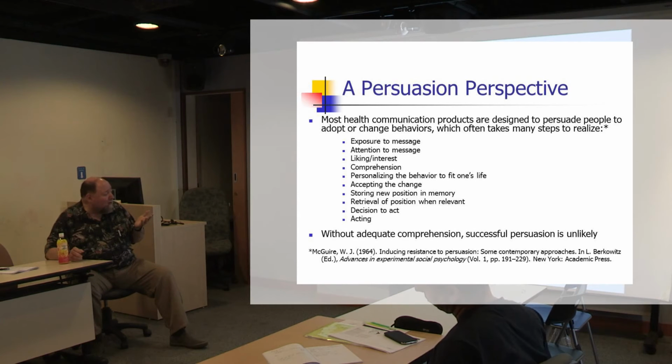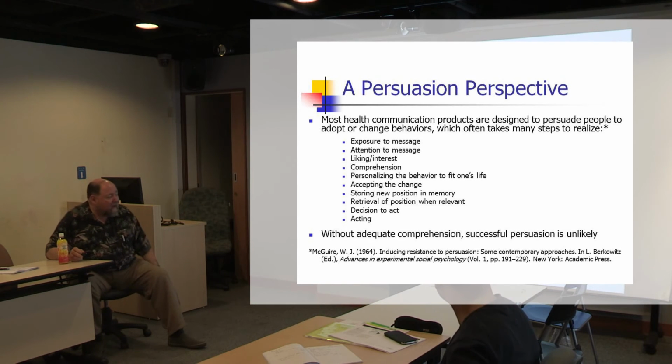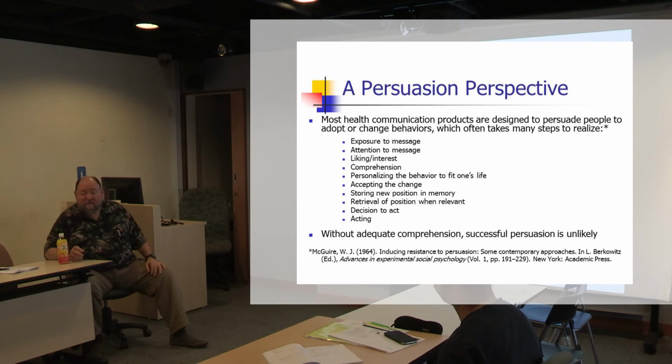Can they remember what you told them? These are a lot of the things you use in message testing to find out. Can they retrieve the information when they need it? Do they have the information to make good decisions? Can they actually act upon what you're doing? Without adequate comprehension and all these factors, successful persuasion is not likely. So these are the things that we're trying to figure out in message testing, to identify whether or not we're doing the right things for specific audiences.